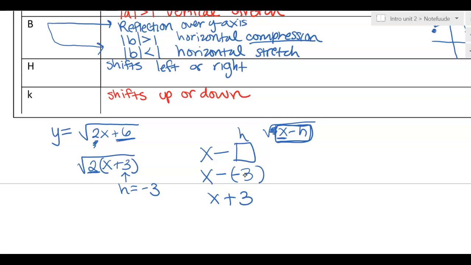So is everybody okay with picking out the b and the h value correctly? All right, and then one more explanation of why b is doing what it's doing. It's super weird, okay?